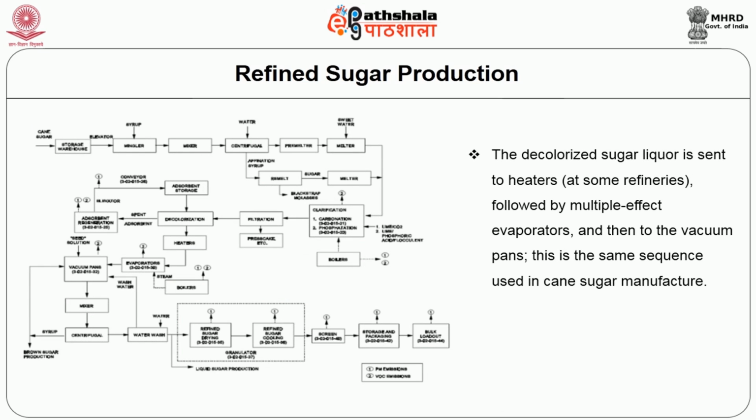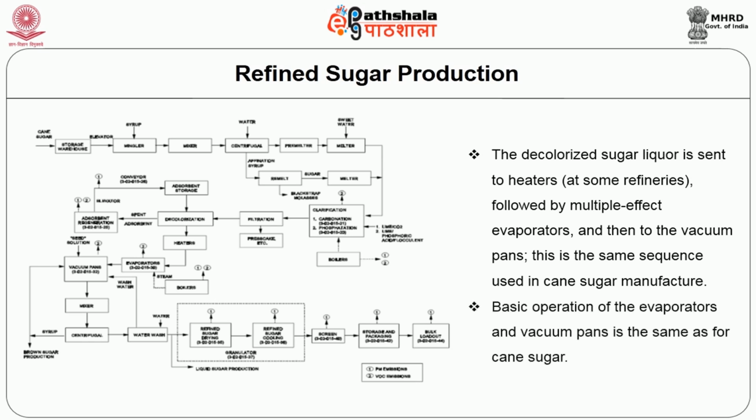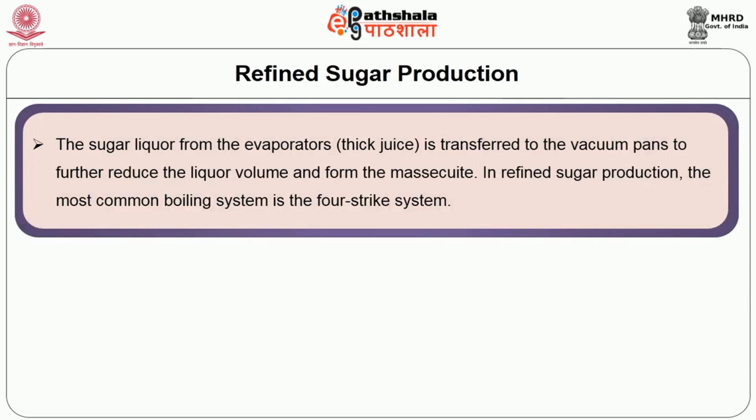The decolorized sugar liquor is sent to heaters at some refineries, followed by multiple effect evaporators and then to the vacuum pans. This is the same sequence used in cane sugar manufacture. Basic operation of the evaporators and vacuum pans is the same as for cane sugar. The sugar liquor from the evaporators, that is thick juice, is transferred to the vacuum pans to further reduce the liquor volume and form the massecuite.